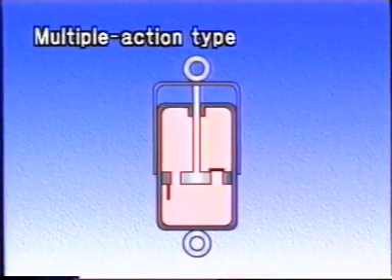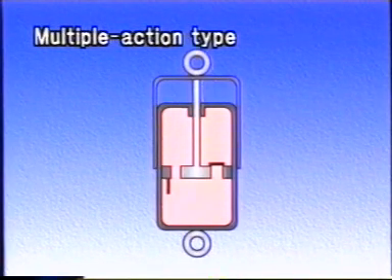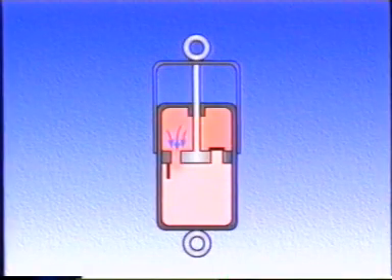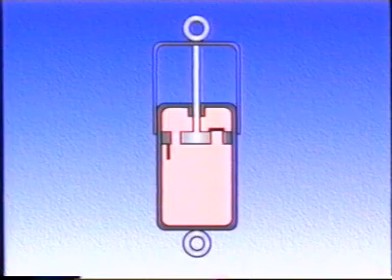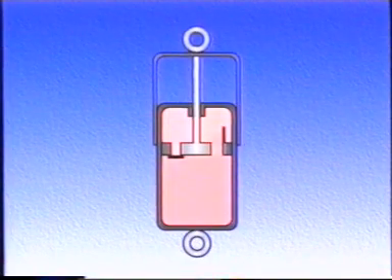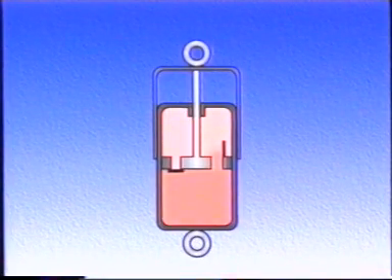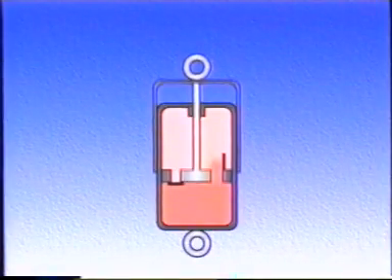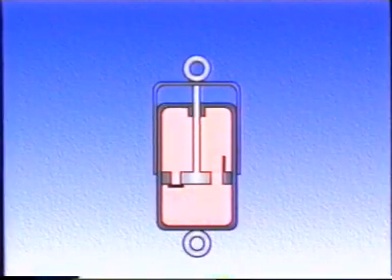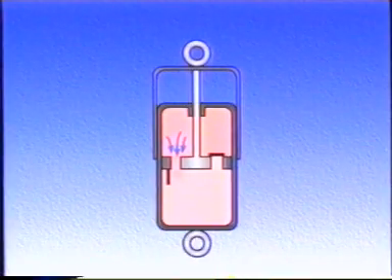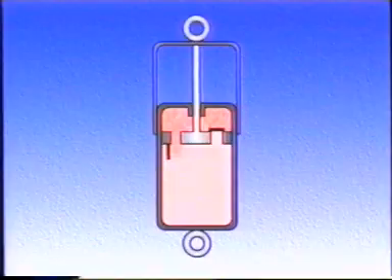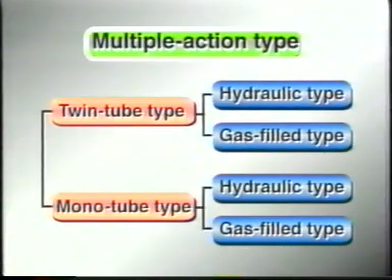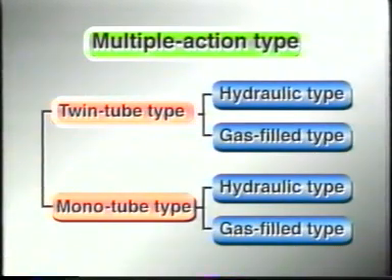The multiple action type, on the other hand, generates damping force both when extended and compressed. The valve increases damping force when the shock absorber is extended. Generally, the orifice used when this type is extended is larger than that used when compressed. Most of the shock absorbers currently in use are this multiple action type. Let's take a close look at a multiple action twin tube hydraulic shock absorber.